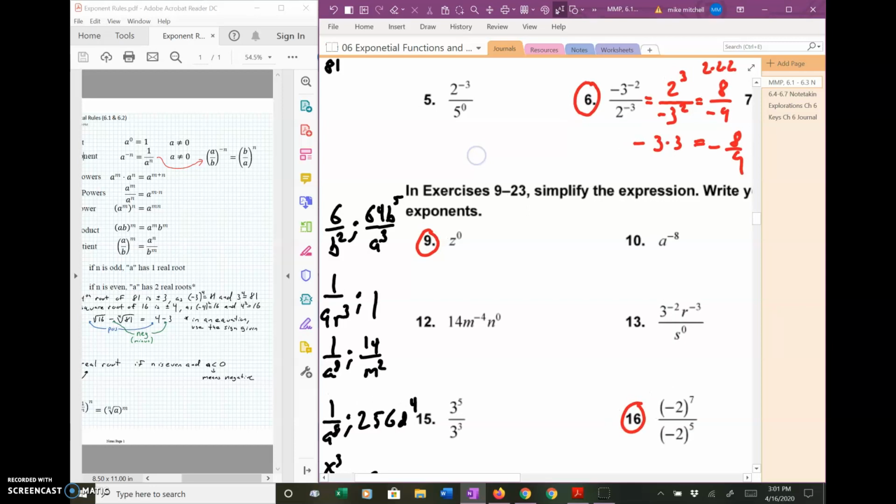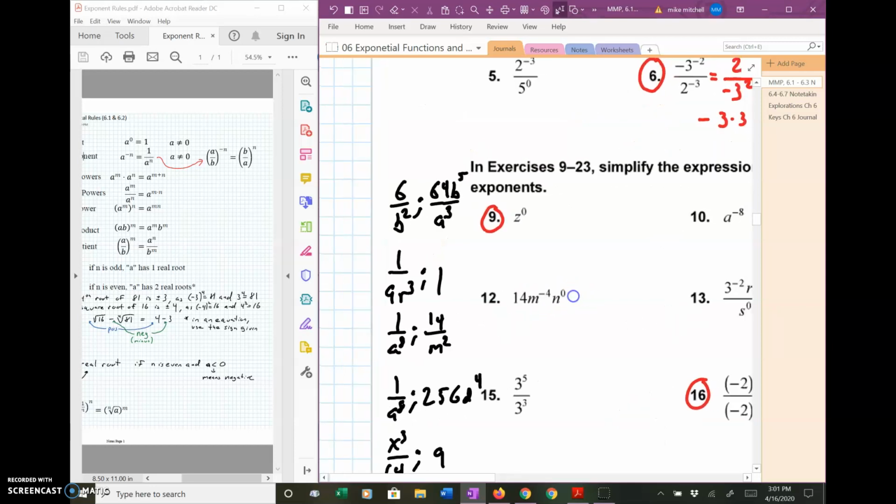Okay, let's do this. z to the 0 power. That's supposed to be an automatic. That's just going to equal 1. We got that right there.